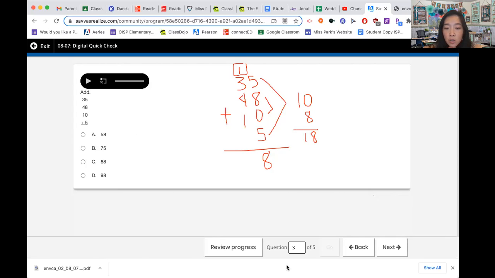Let me see if I can actually do this in a different color. So we have 1, 1, 2, 3. For 4, we do 1, 2, 3, 4, and then 1. And then you just count them up. So we have 1, 2, 3, 4, 5, 6, 7, 8, 9. So 1 plus 3 plus 4 plus 1 equals 9. If that's a hard way to do it, you can always just count on. So we know 3 plus 4 is a near doubles fact, which gives you 7. Count on 8, count on 9. So your answer would be 98.